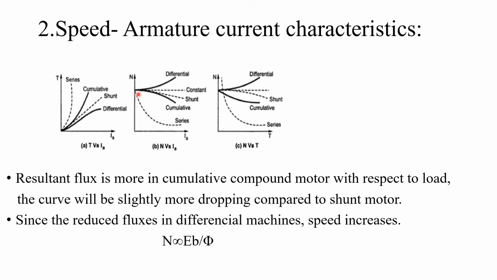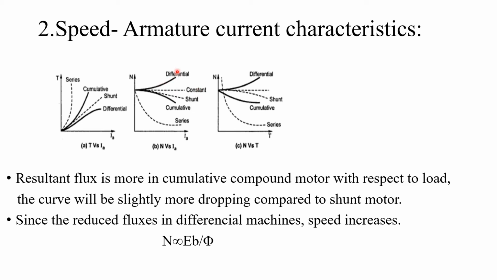So the cumulative machines will exhibit slightly dropping characteristics compared with the shunt machines, but we can see that they will work at an almost constant speed from no load to full load. This reduction in speed may be due to the losses found in these machines. And here you can see the speed versus armature current relationship of series machines and shunt machines. Constant means it is the ideal case.